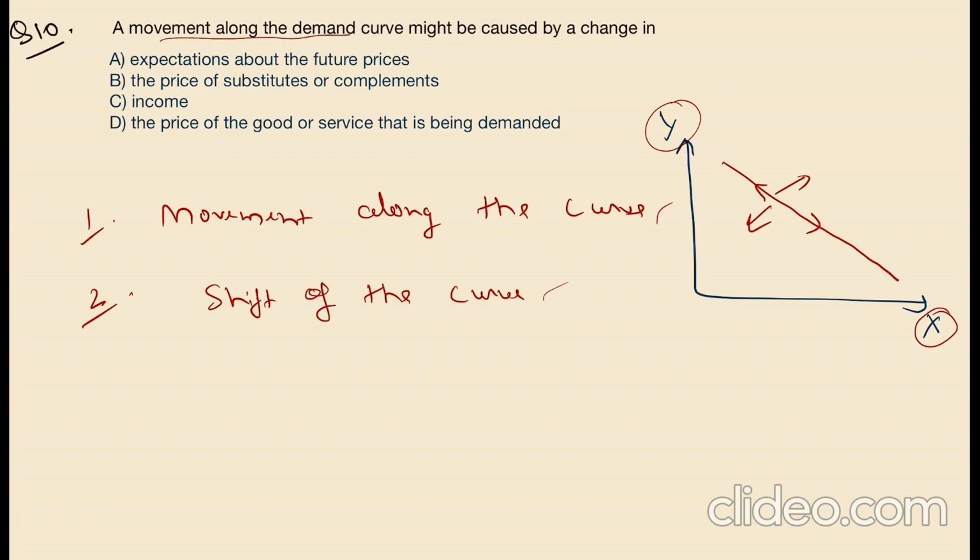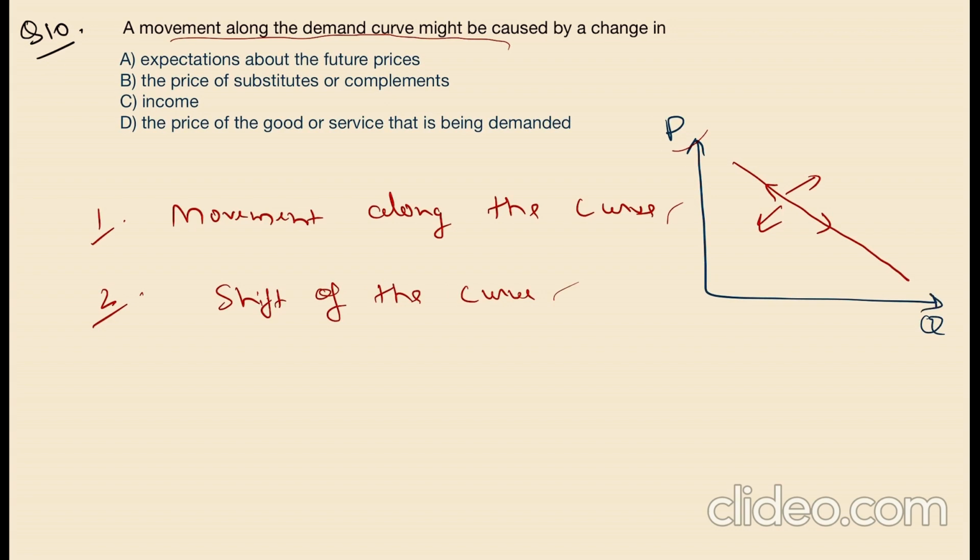So now they're asking about movement along the demand curve. Now we know in the case of demand curve, what is the y-axis? We know y-axis is nothing but the price, right? And what is the x-axis? X-axis is nothing but the quantity, right? So we know that the movement along the demand curve will take place when you are changing price or quantity. If you are changing any other variable apart from price or quantity, then the demand curve will shift. So they're asking you about the movement along the demand curve. So I think this should be the answer: the price of the good or the service that is being demanded. If you change the price of this particular good, then you will be moving up and down on this demand curve. So the correct answer is option D.